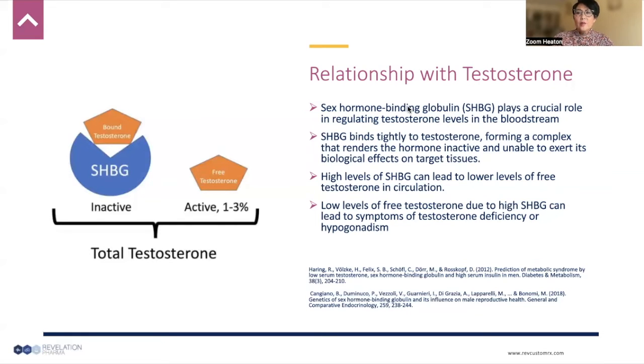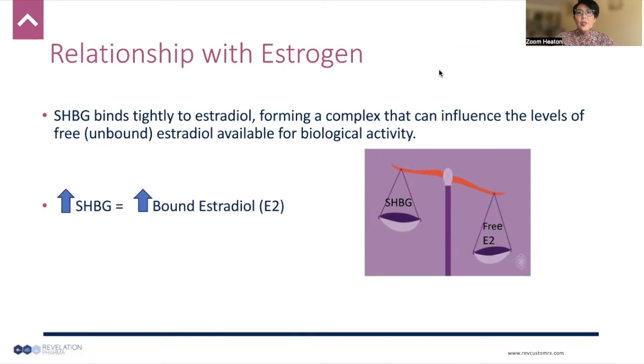And in addition, low free testosterone levels may impact fertility in males and contribute to metabolic disturbances such as insulin resistance and obesity. SHBG also plays a role in regulating the bioavailability of estradiol. When SHBG levels are elevated, more estradiol molecules can become bound to SHBG, reducing the pool of free, biologically active estradiol in circulation. This binding process can impact the balance of estrogen signaling in tissues, and potentially affect various physiological functions regulated by estrogen.